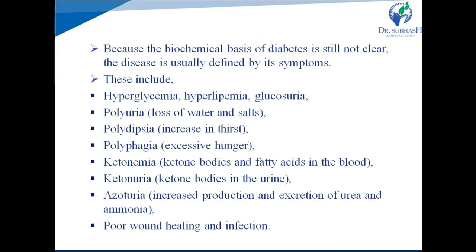In medical terms: hyperglycemia, hyperlipidemia, glucosuria, polyuria, means loss of water and salt. Polydipsia means increase in thirst. Polyphagia means excessive hunger. Ketonemia means ketone bodies and fatty acids in blood. Ketonuria means ketone bodies in urine. Azoturia means increased production and excretion of urea and ammonia, and poor wound healing and infection due to immunological disturbances.